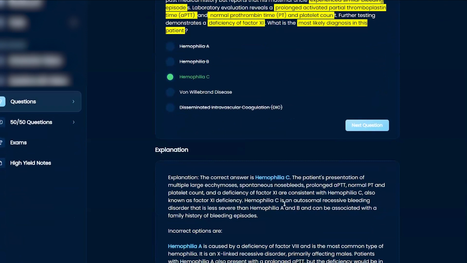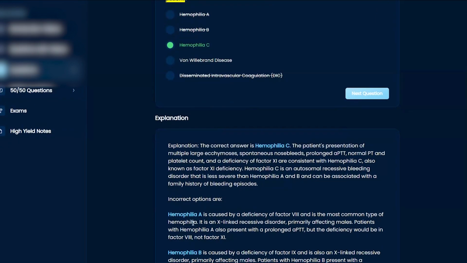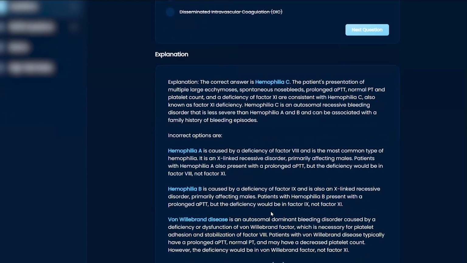Yeah, good. So deficiency with 11 is hemophilia C, autosomal recessive, less severe than A and B, associated with family history of bleeding episodes. But like you said, A is 8, right? B is 9, right? Von Willebrand disease, just so you kind of remember that they can have a prolonged APTT also. Okay, that's something that you want to remember.